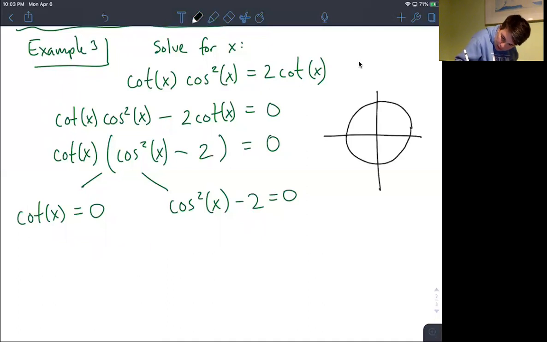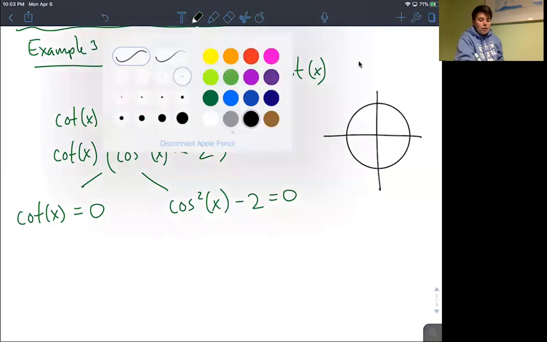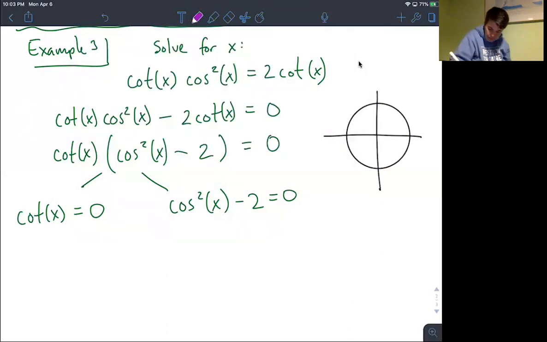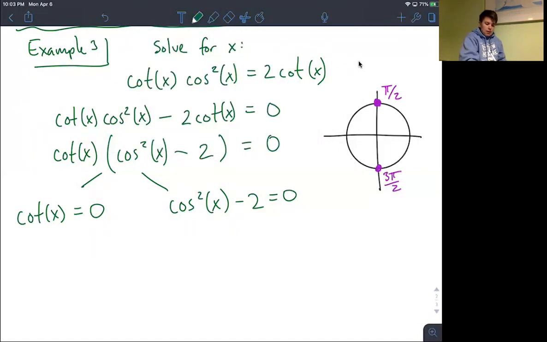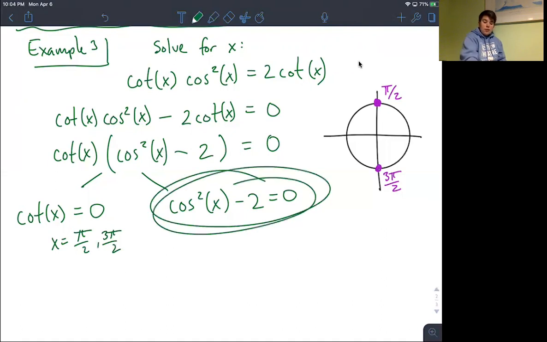Let's draw our little unit circle over here. Man, this iPad is great. Okay, so cosine is my x value. Where is cosine equal to 0? That is going to be right up here. That is pi over 2. And then it's also going to be right down here, which is 3 pi over 2. So I can go over here and say, booyah, x equals pi over 2 and 3 pi over 2, right?